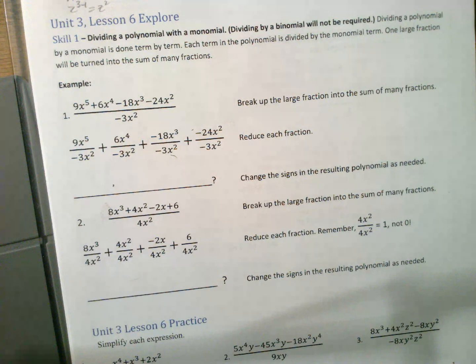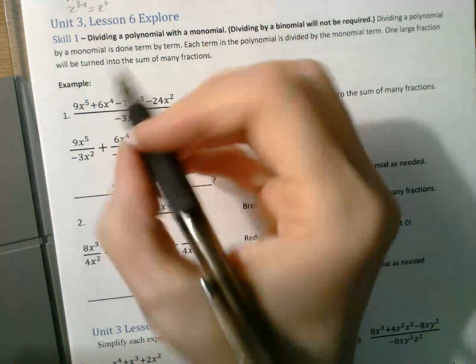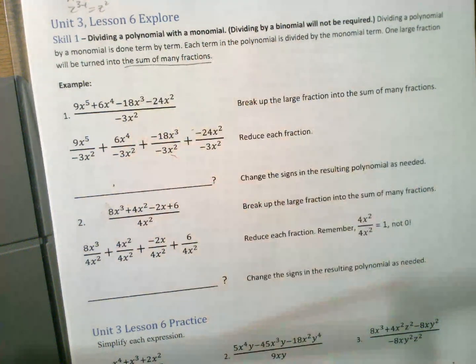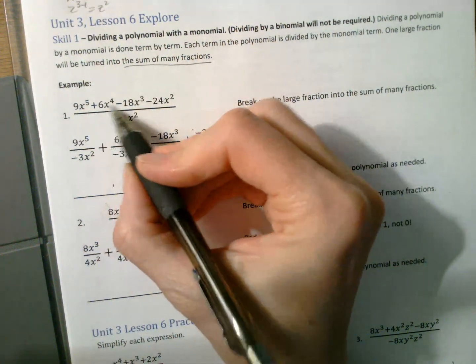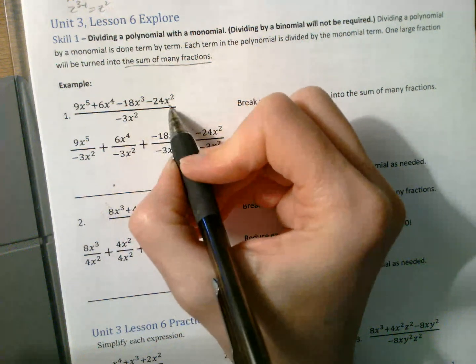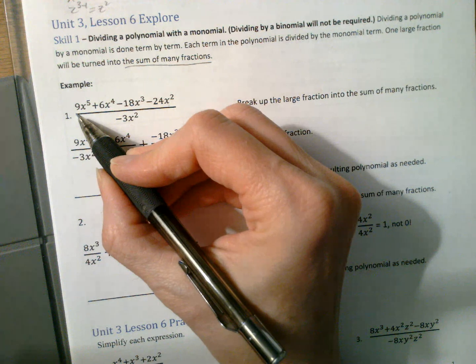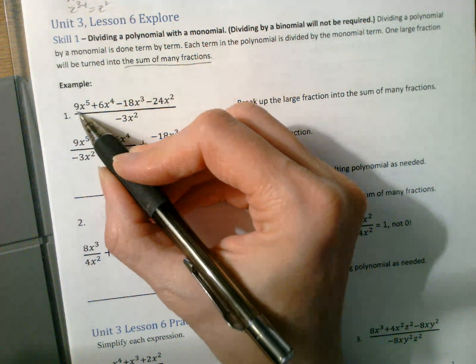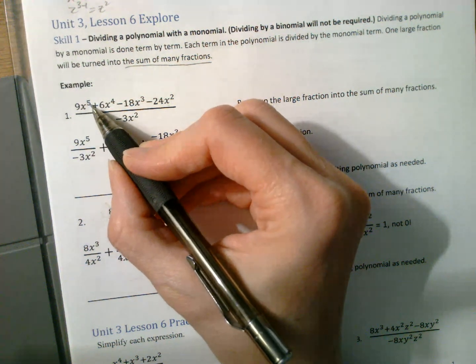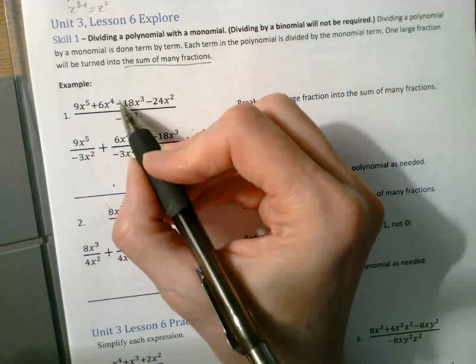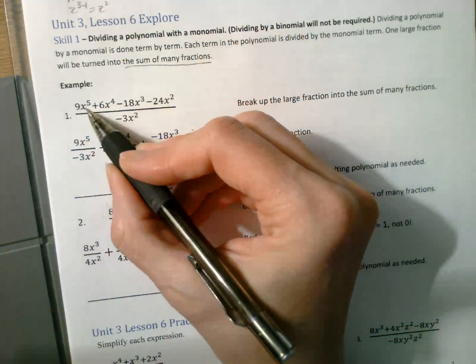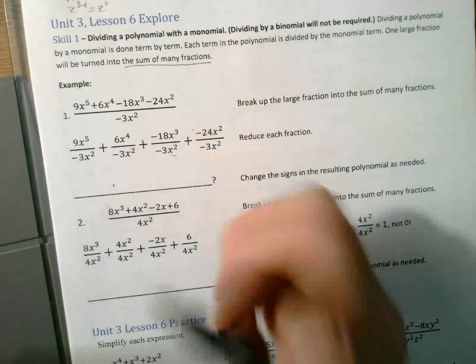Dividing a polynomial by a monomial is done term by term. So each term is divided by the monomial term. The one large fraction is turned into the sum of many fractions. So we have this polynomial here, this 5th degree polynomial. Just to review, its leading term is 9x to the 5th. So it's a 5th degree polynomial. It's the largest exponent here, therefore it's the leading one, just to refresh your memory.